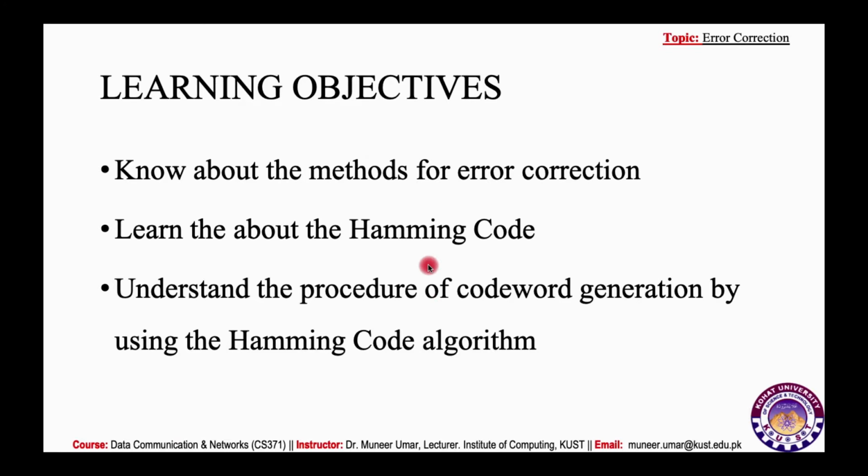The main objectives of this are to know about the methods for error correction, or the approaches which are used for error correction. And we will also study about the classifications of the algorithms used for error correction. Then we will learn about the Hamming code and understand the procedure of code word generation by using the Hamming code algorithm. So we will have one example for Hamming code and we will process that example by using the steps of Hamming code algorithm.